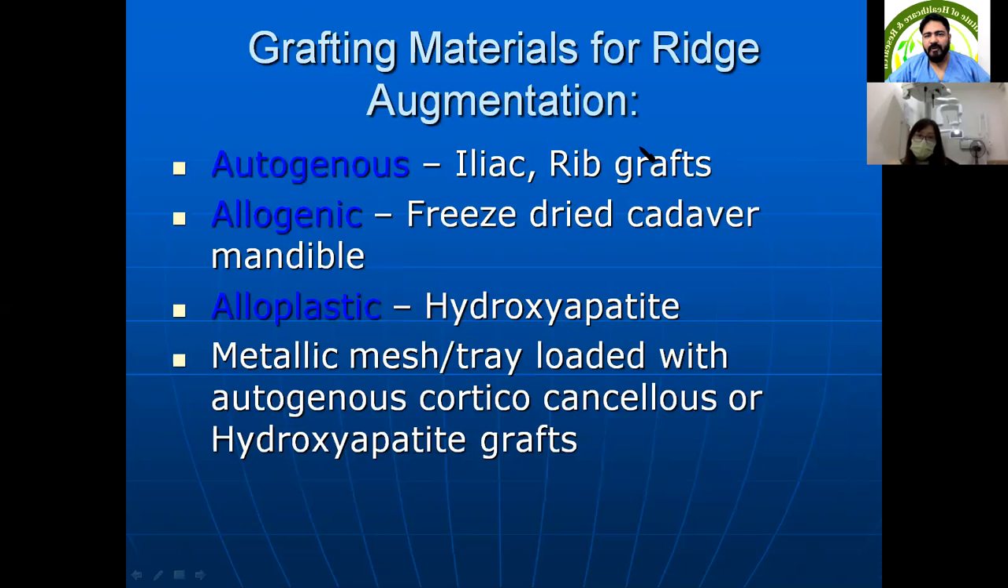So grafting materials for ridge augmentation are iliac and rib grafts, then allogenic freeze-dried cadavers in mandible, alloplastic like hydroxyapatite, metallic mesh tray loaded with autogenous corticocancellous or hydroxyapatite grafts. Various autogenous, allogenic and alloplastic materials are used along with metal and mesh trays.